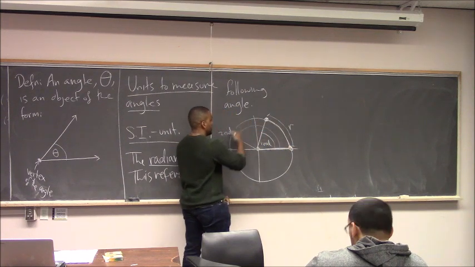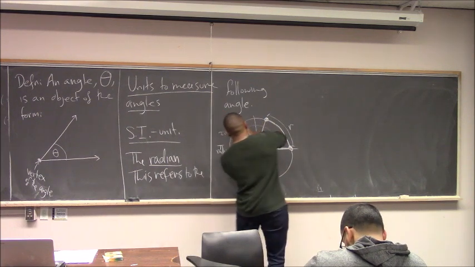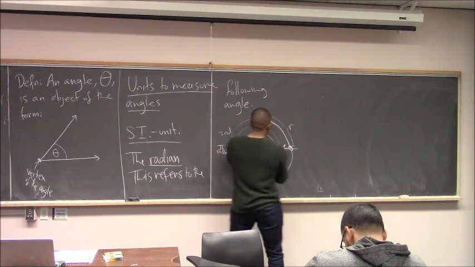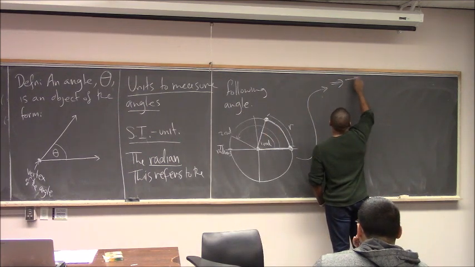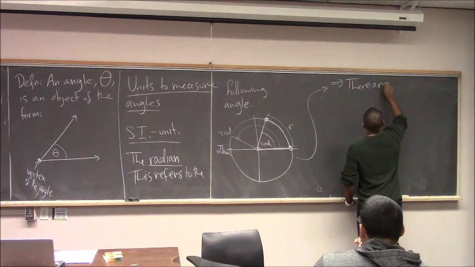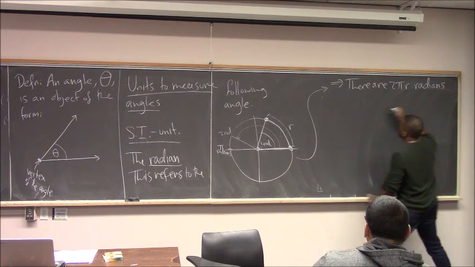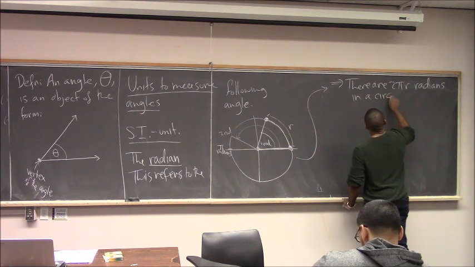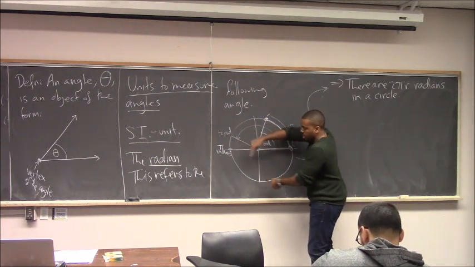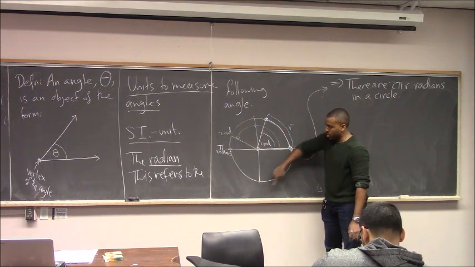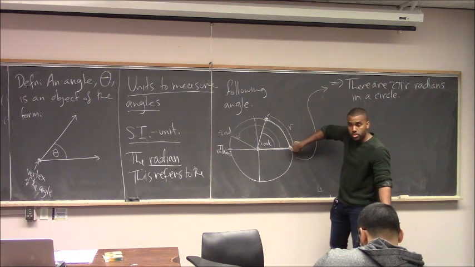Now the total distance around the circle is 2 pi r. So if this angle just measures along the circumference, how many radians would be in a circle? 2 pi radians. Right, because it's literally measuring the radius around the edge of the circle. So by the time it measures all these r values going around the circle, by the time it completes it, it'll hit 2 pi because that's the circumference of the circle.